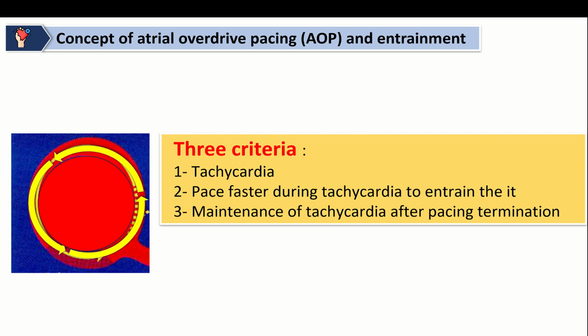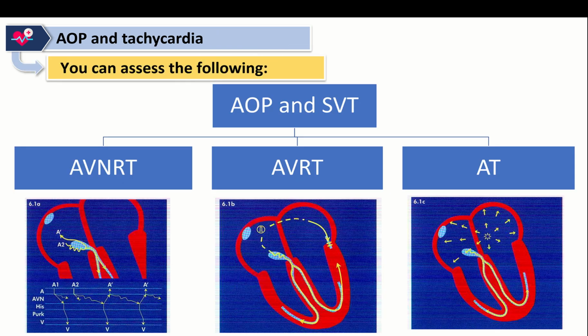As we discussed before, to do the overdrive pacing we should have ongoing tachycardia. Then we start pacing slightly faster than tachycardia cycle length to be able to entrain and overdrive the circuit. Then sudden stop of pacing and let the tachycardia continue. This is the main concept of overdrive pacing.